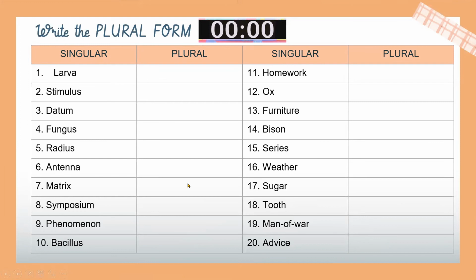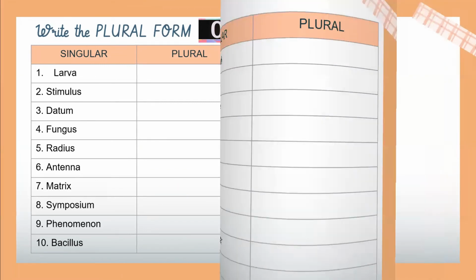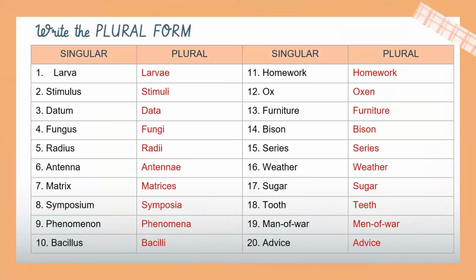Okay, great. So I believe that you were able to apply all the rules that were mentioned earlier in the first part of this lesson. If you are now ready, let us check your work. The plural of larva is larvae, stimulus is stimuli, datum is data, fungus is fungi, radius is radii, antenna is antennae, matrix is matrices, symposium is symposia, phenomenon is phenomena, bacillus is bacilli.